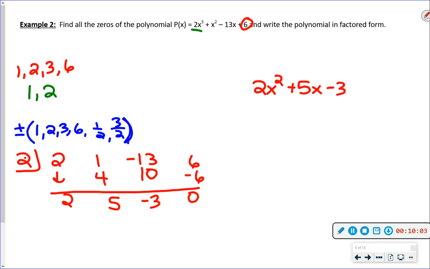Okay, so we have one answer. I'm going to give 2 a big circle there. The other 2 answers are going to come out of this quadratic. Now we know lots of ways to solve quadratics: factor, complete the square, quadratic formula. I'm going to set it to 0.